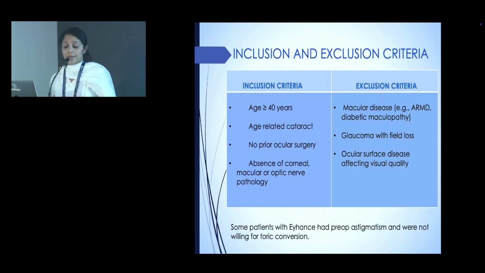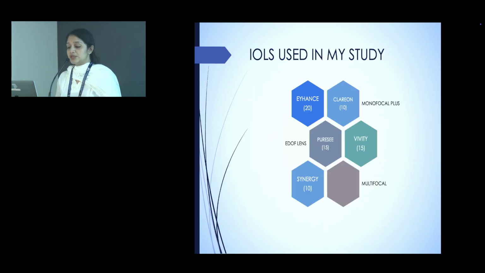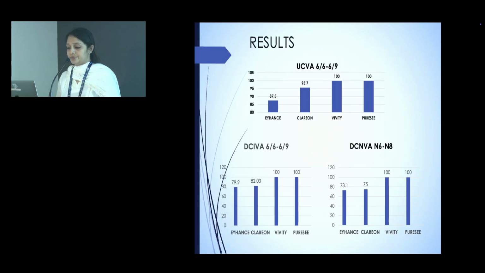Inclusion criteria: age more than 40 years, age-related cataract, no prior ocular surgery, absence of corneal, macular or optic nerve pathology. Exclusion criteria: macular disease, glaucoma with field loss, ocular surface disease affecting visual quality. IOLs used in my study: monofocal plus lenses Eyhance and Clarion, EDOF lenses Purity and Vivity, and multifocal Synergy.